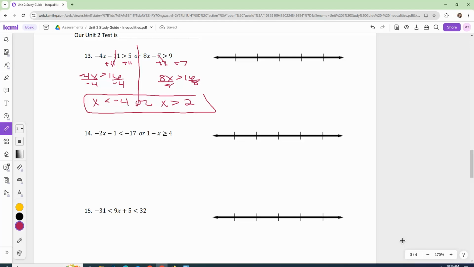So we need to include those on our number line. You don't have to count by 1s, so I'm just going to count by 2s, I think. Or you could certainly add more points if you wanted to. Less than negative 4, would that be open or closed? Open, and going to the left. Greater than 2 would be open and going to the right. So remember, these ors, we expect two separate pieces going opposite directions. Okay. Number 14. Tell me what I did here.